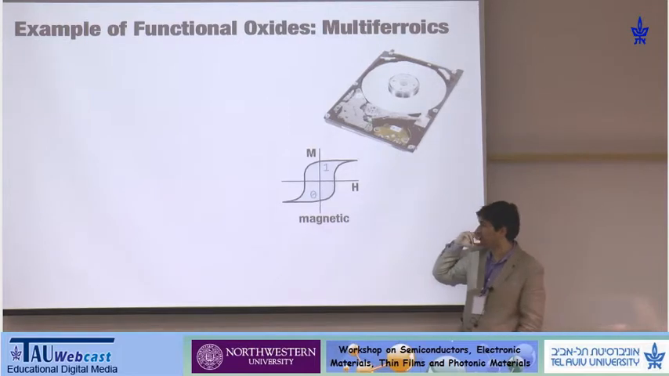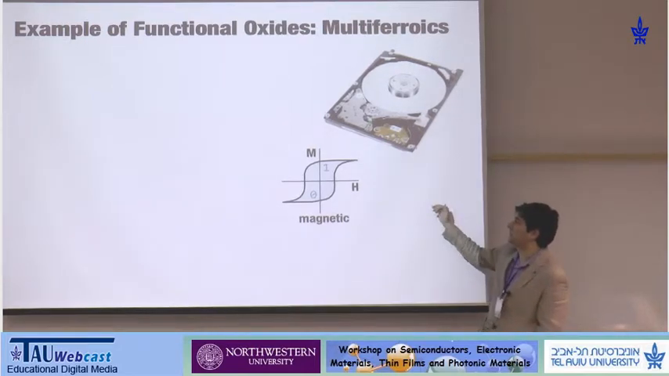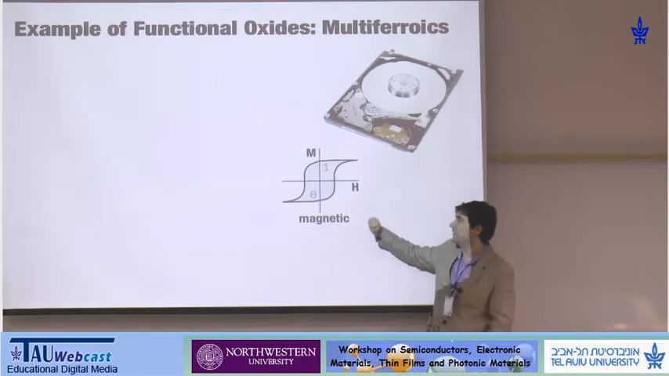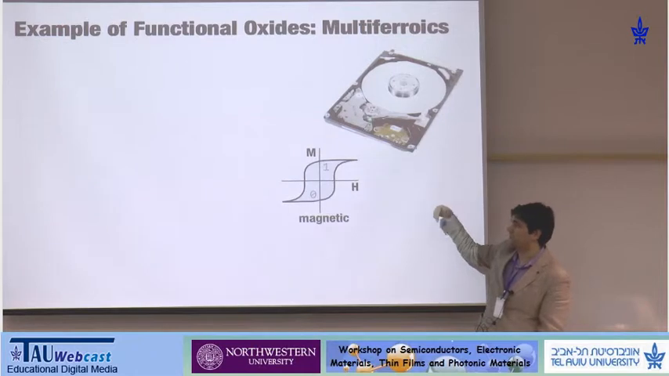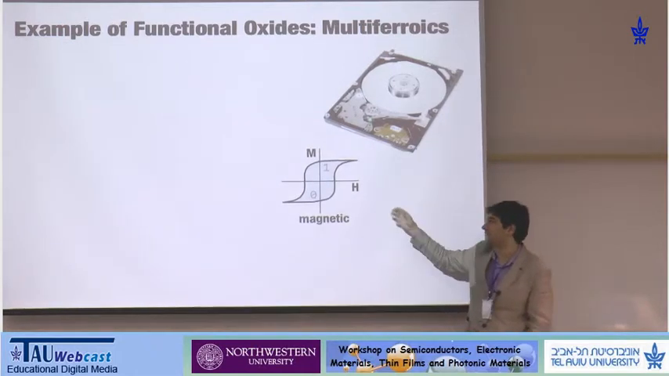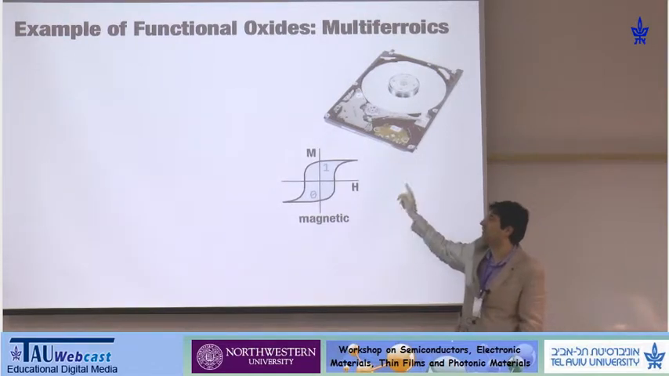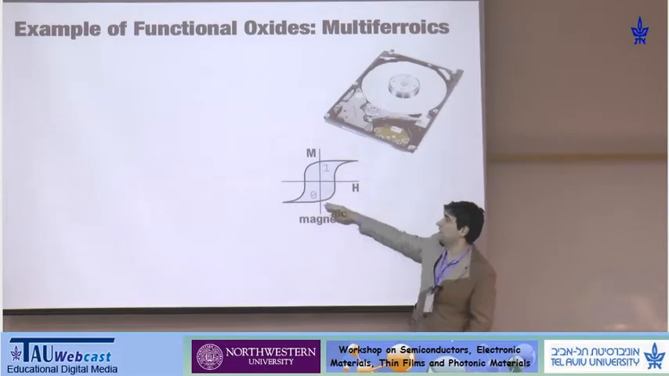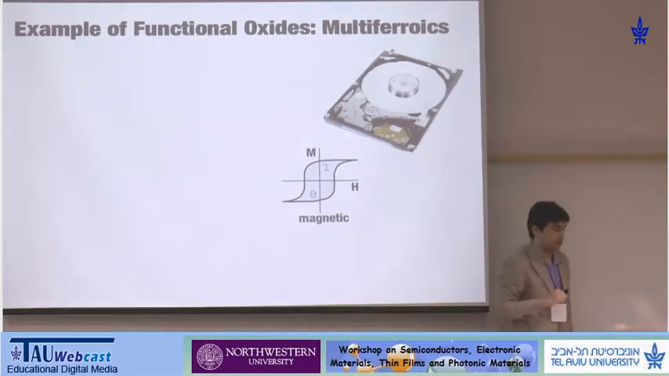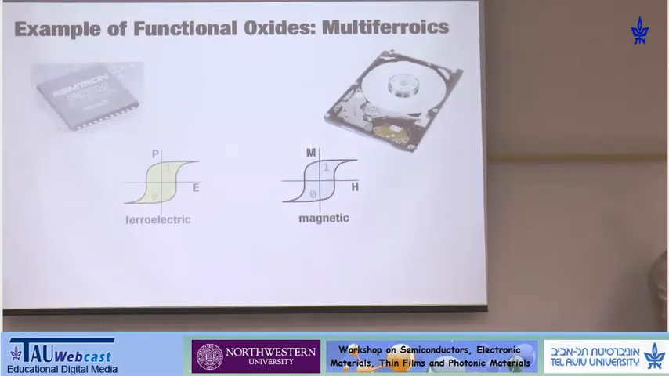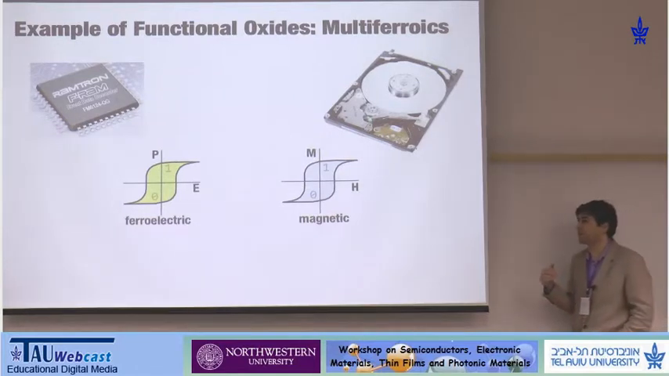Maybe some of you are more used to magnetism, so in magnetic materials, if you apply a magnetic field, you get a magnetization. In ferromagnets, if you remove the magnetic field, you still get the magnetization. So in many computer memories, how you store information is by switching between 1 and 0 orientation of the magnetization. You can do the same with polarization.